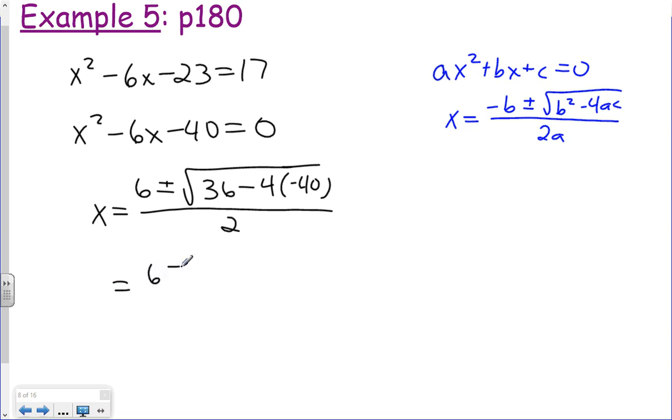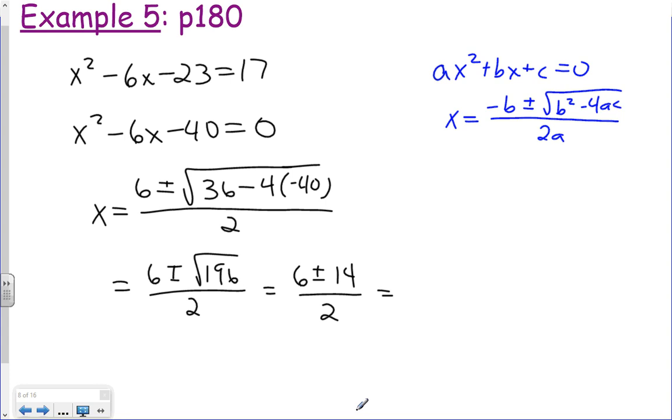So we have 6 plus or minus 36 plus 160 sounds like 196, the square root of 196 all over 2. And the square root of 196, that turns out to be a nice number there. That's going to be 14, right? Yeah, 14. So this is equal to 6 plus or minus 14 all over 2. And again, keep simplifying until we finally get down to our two numbers there is what I'd like to see.